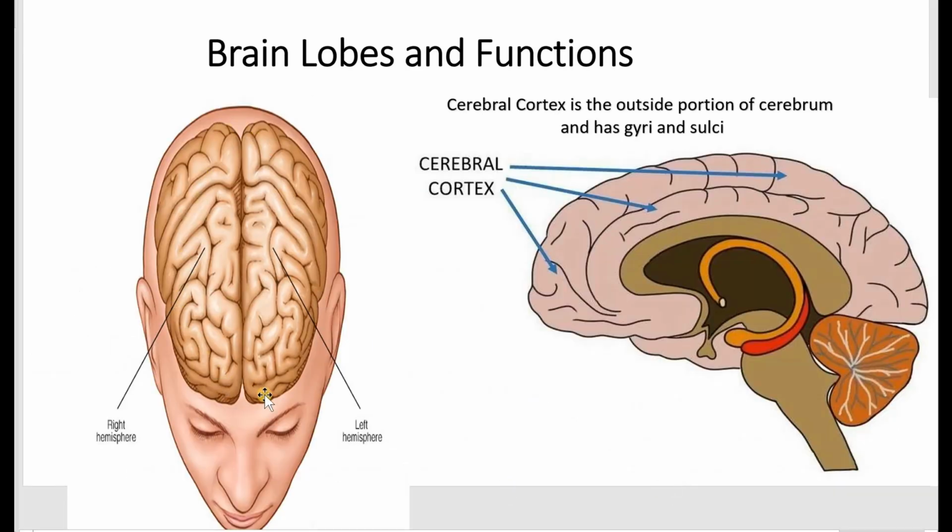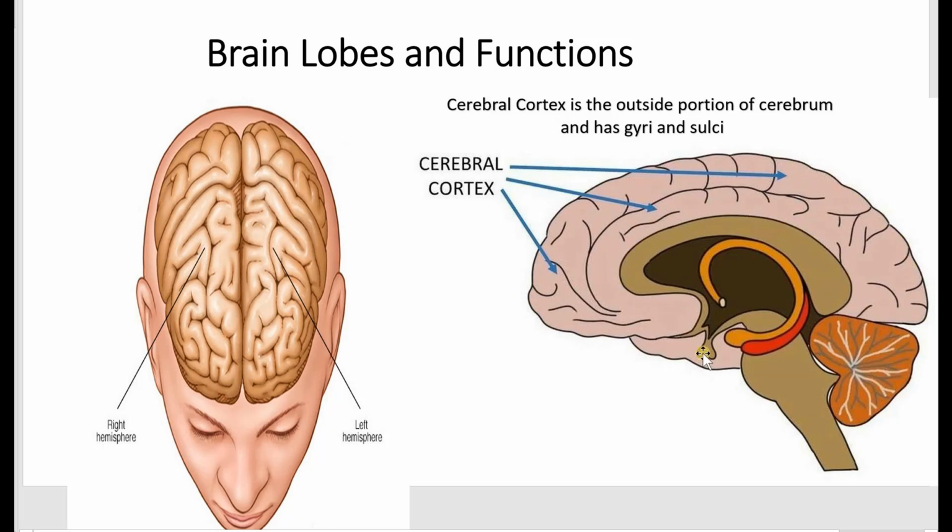Brain is divided into two halves. It's called hemisphere, right hemisphere and left hemisphere. Right side of the brain controls the left side of the body and left hemisphere controls the right side of the body. Cerebral cortex is the outside portion of the cerebrum and it is made up of gray matter.